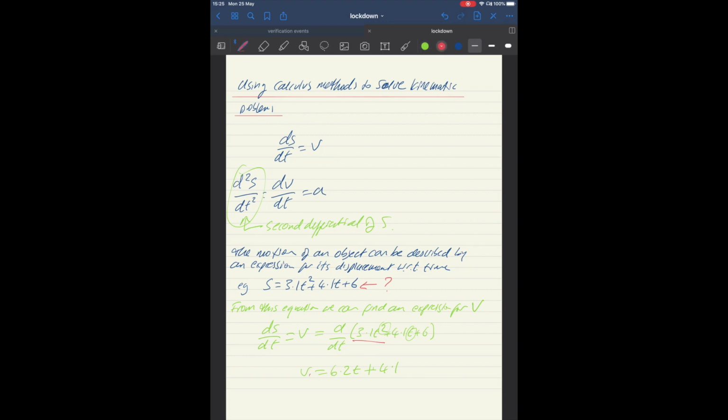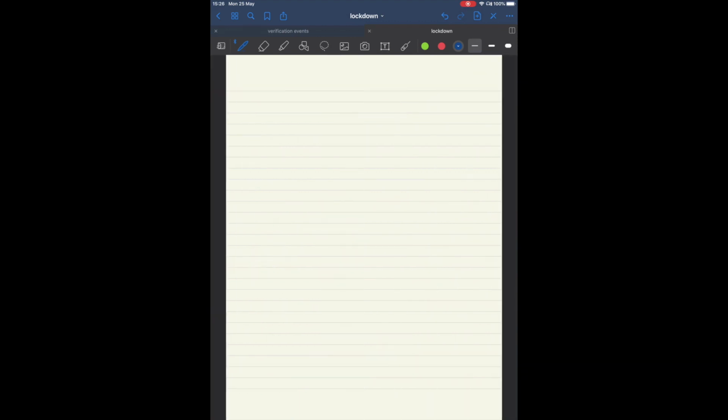Now, that's all very well, but they don't ever really finish there. They often get you to work something else out. What they usually get you to work out is the initial velocity. When does that happen? When t equals 0. So v equals 6.2 times 0 plus 4.1. So v equals u equals 4.1 meters per second. Now you have found the initial velocity. Brilliant.